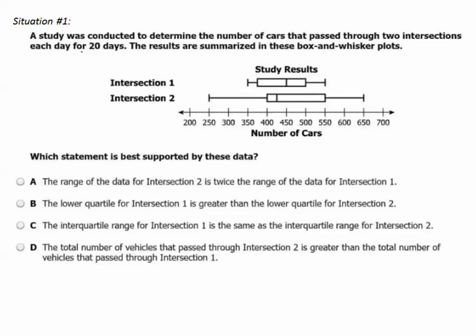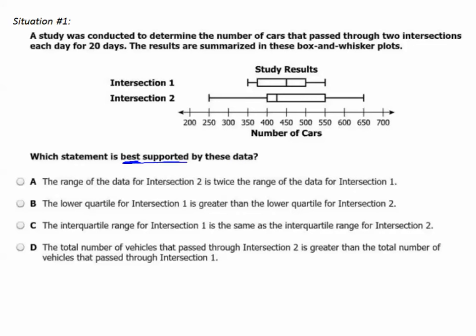Situation number 1. A study was conducted to determine the number of cars that passed through two intersections each day for 20 days. The results are summarized in these box and whisker plots. Which statement is best supported by these data?